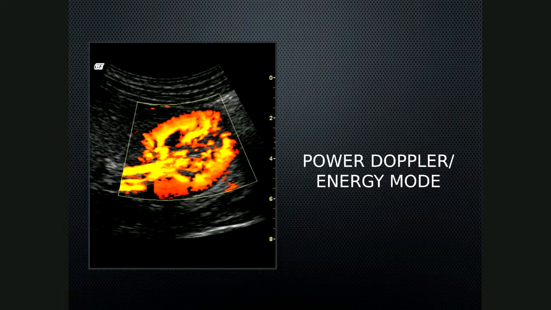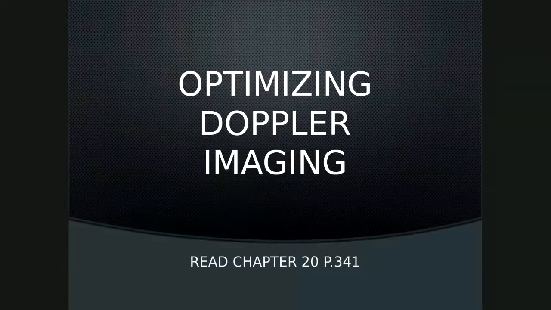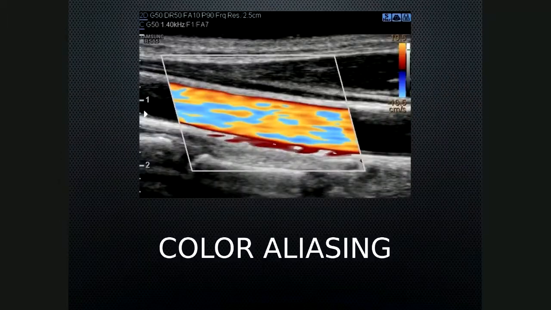Okay? So this was a short presentation. Just a couple other things about optimizing the color Doppler image, which we kind of already did in some of the previous lectures. If you have color aliasing, what they're going to do in the registry is show you a picture like this and ask you how you can fix it.